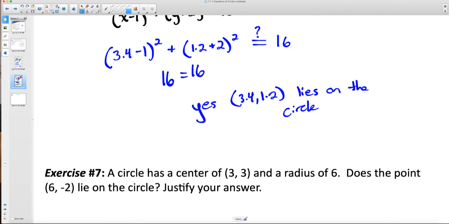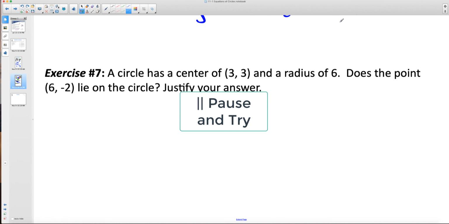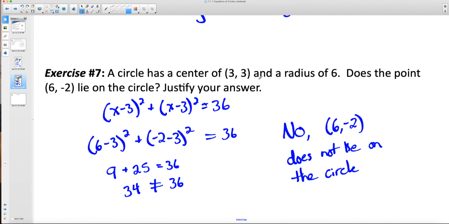So we have one more. Why don't you go ahead and try it on your own? So this is what I had. Substituting in, we get 34 does not equal 36. So no, 6 negative 2 does not lie on the circle.